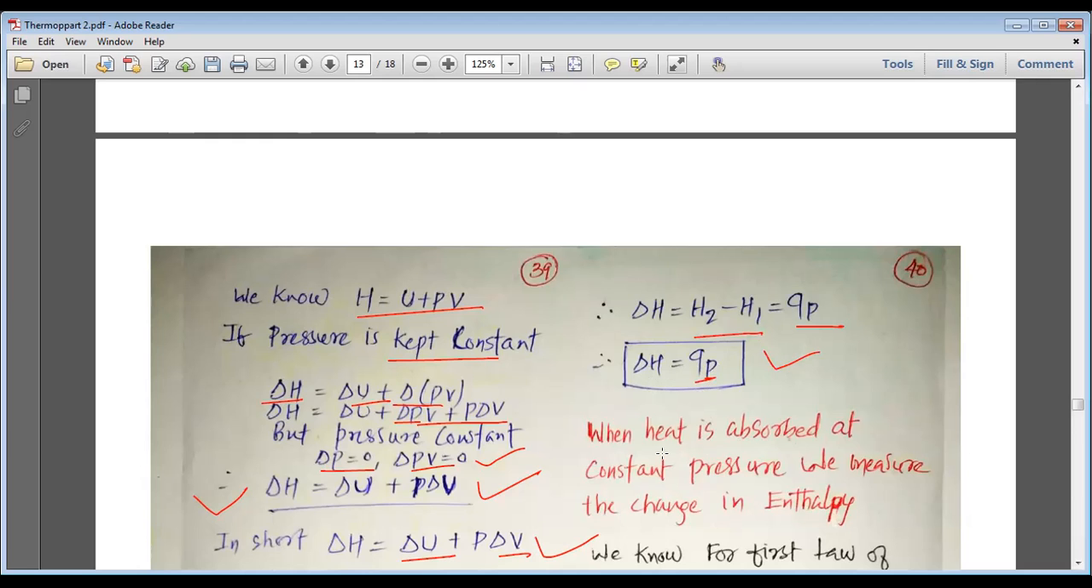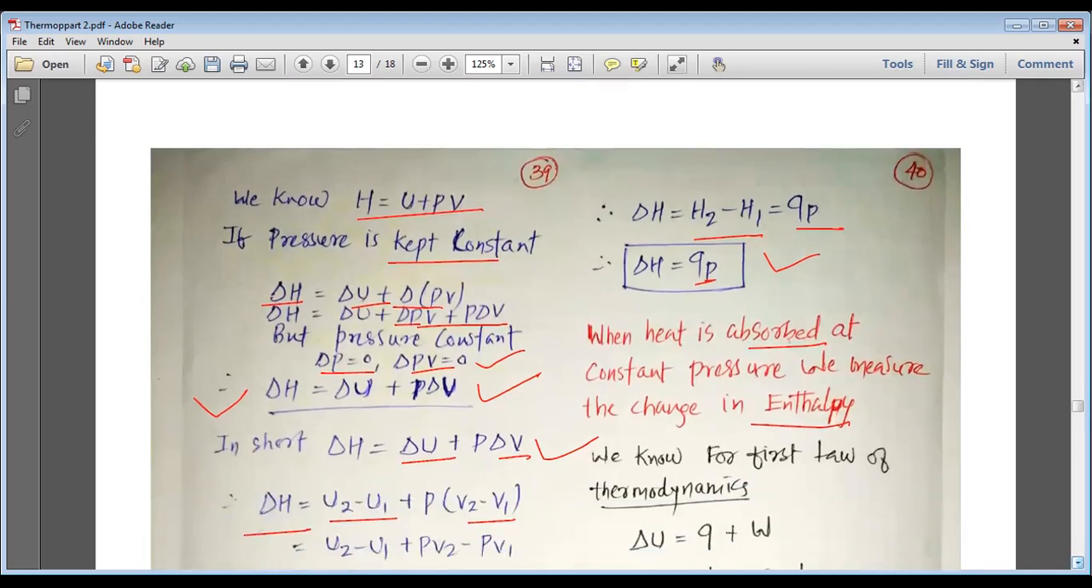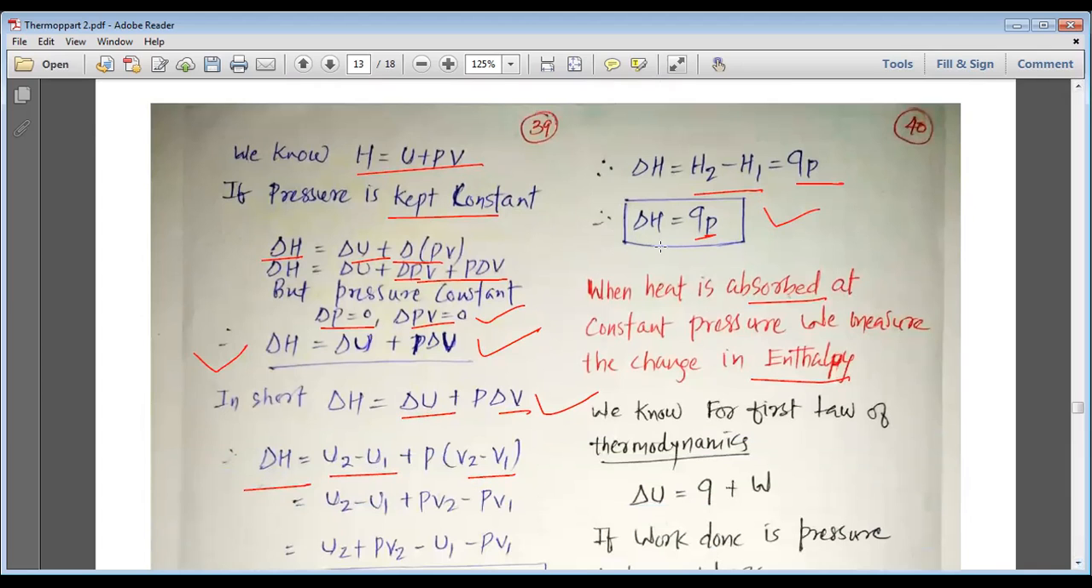It simply means that when heat is absorbed or released at constant pressure, we measure the change in the enthalpy. So my dear students, in the last period we have proved that heat exchange at constant pressure is nothing but change in the enthalpy.